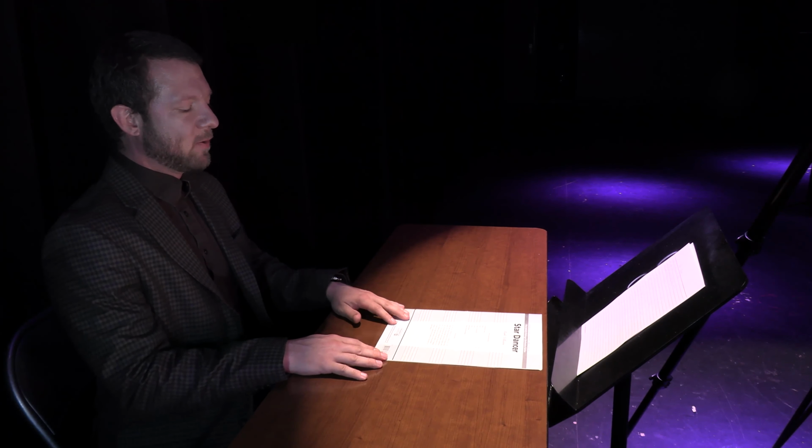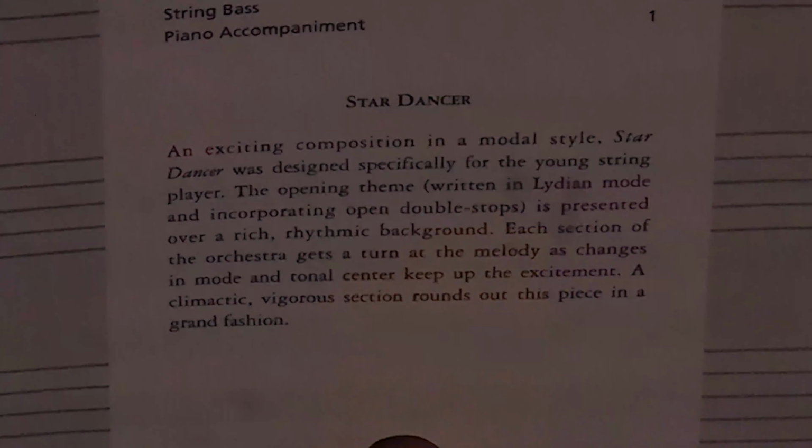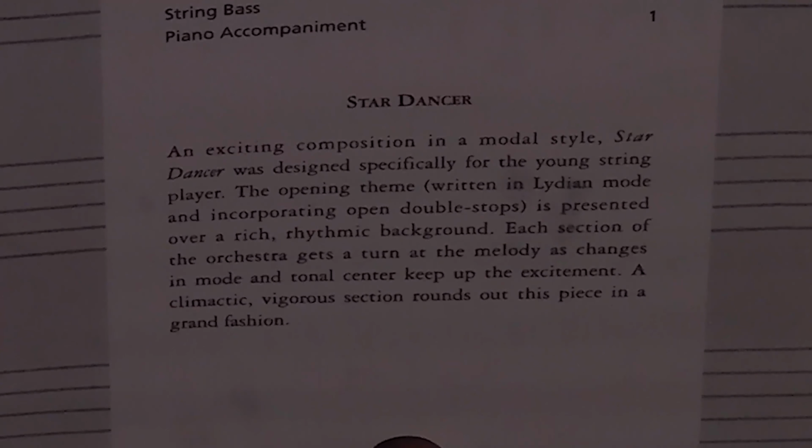If you read the program notes, it just says, an exciting composition in a modal style, Star Dancer was designed specifically for the young string player. The opening theme, written in the Lydian mode and incorporating open double stops, is presented over a rich, rhythmic background. Each section of the orchestra gets a turn at the melody as changes in mode and tonal center keep up the excitement. A climactic, vigorous section rounds out this piece in a grand fashion.